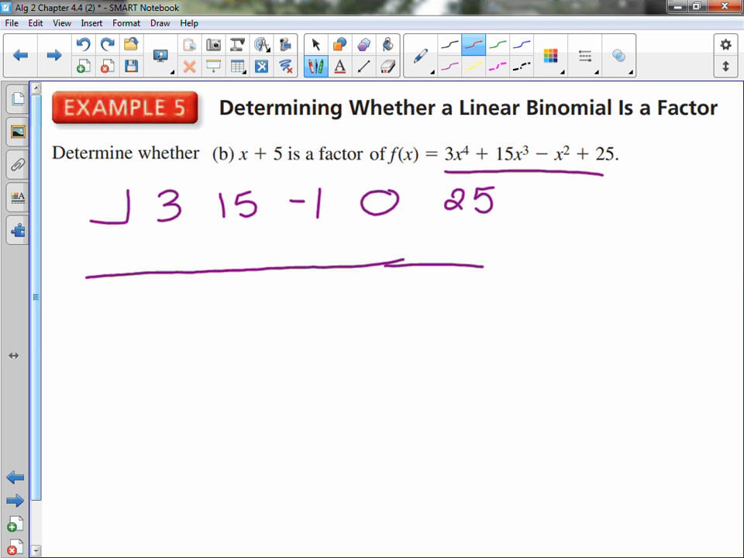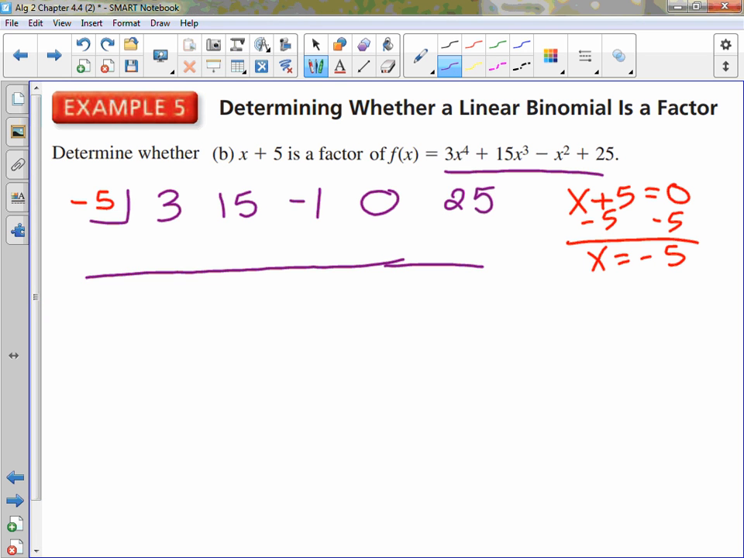We still need to figure out what goes in the cubby hole. So we're going to do what? x plus 5 equals 0. We're going to solve this. And how would we go about solving x plus 5 equals 0? We would subtract 5 from both sides, giving us x is equal to negative 5. So negative 5 would go in the cubby hole.